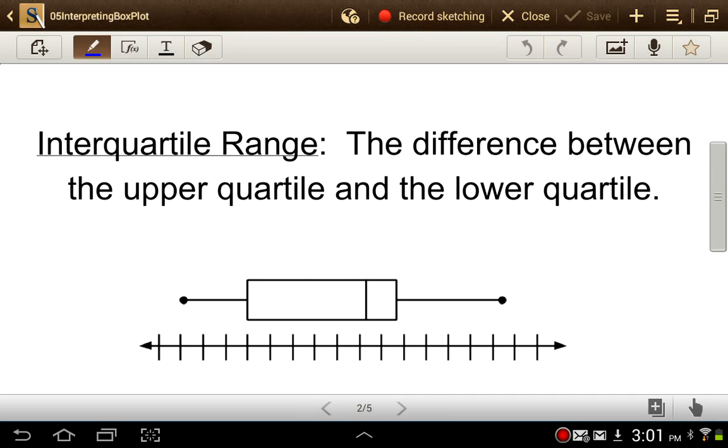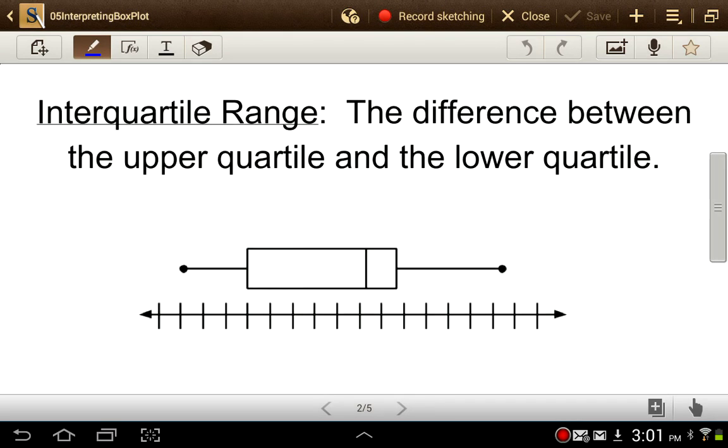Okay, in our first slide here, we need to talk about a new word today, and that's interquartile range. The interquartile range is the difference between the upper quartile and the lower quartile. So remember, our upper quartile is this line right here, and our lower quartile is that line right there. So in order to find the interquartile range, you would subtract those. So I would subtract this value right here minus this value right there, and that's going to give me my interquartile range. Now to find the range, I would do the max minus the min.